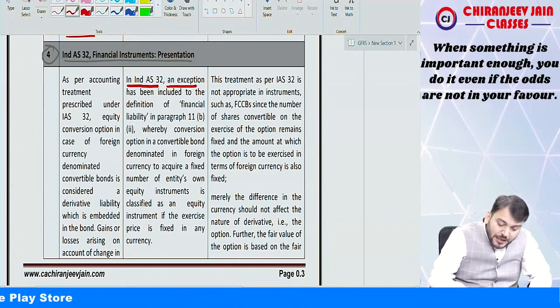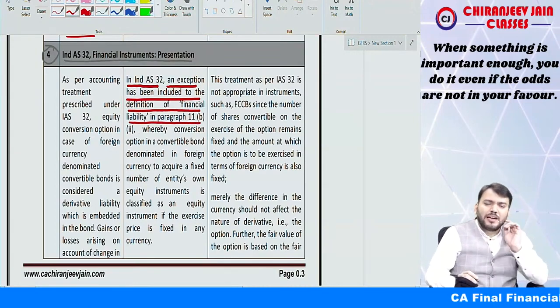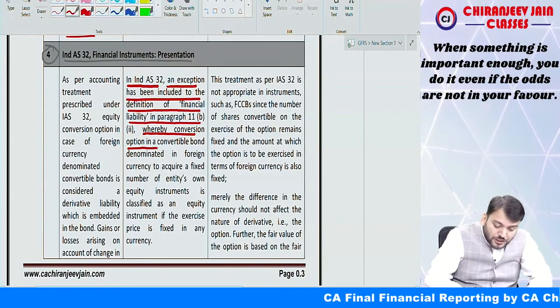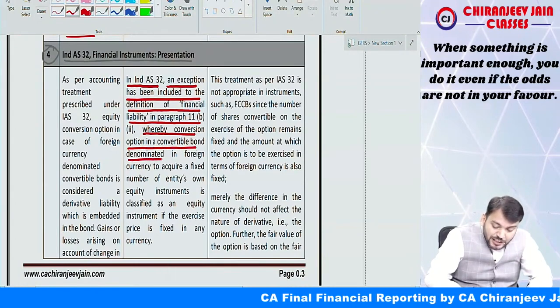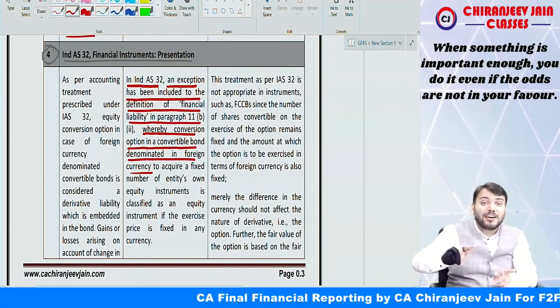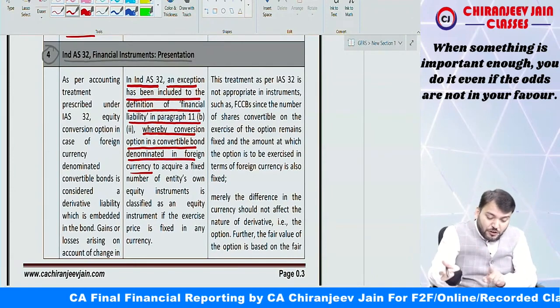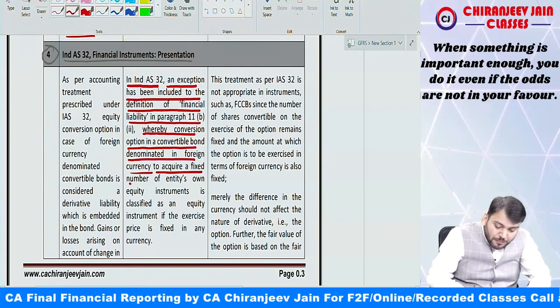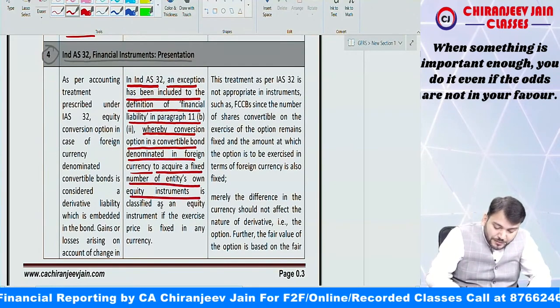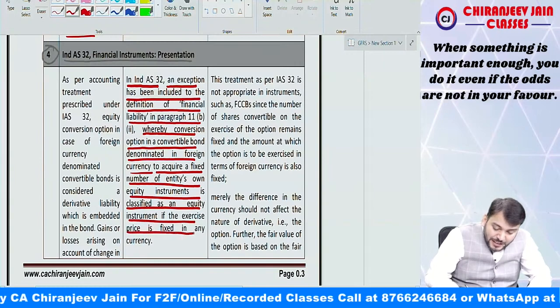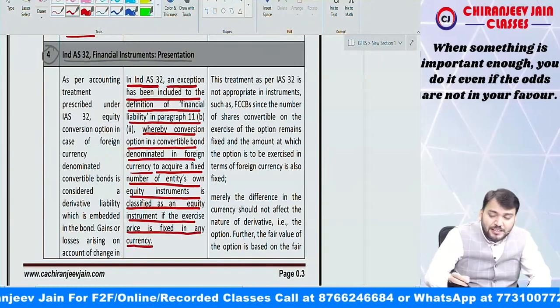An exception has been included to the definition of financial liability in para 11(b)(2), whereby a conversion option in a convertible bond denominated in foreign currency, that is, a foreign currency convertible bond, to acquire a fixed number of the entity's own equity instruments is classified as an equity instrument if the exercise price is fixed in any currency.